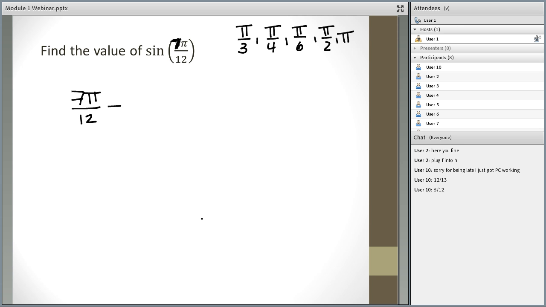So I want to try to break this into the sum of two fractions, and there are many different ways that you can do this. And again, 5 pi over 12 is the same thing. You can always rewrite it in many different ways. So how could I get a denominator of 12?